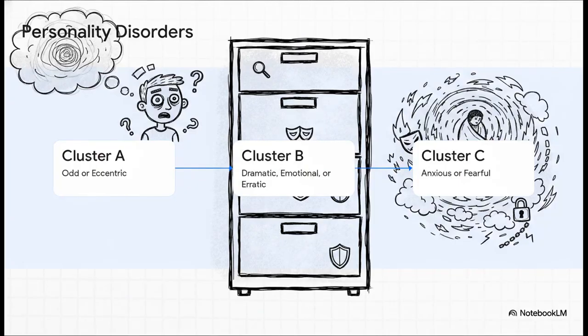You know, when you first look at the list of personality disorders, it can feel like a lot to memorize. The best trick is to just use this 3-cluster system to organize them in your head. You've got cluster A, which is the weird or eccentric group. Cluster B is the wild group, dramatic, emotional. And cluster C is the worried group, the anxious and fearful ones. It's just a simple mental filing cabinet to keep things straight.